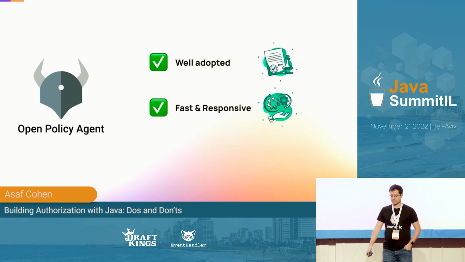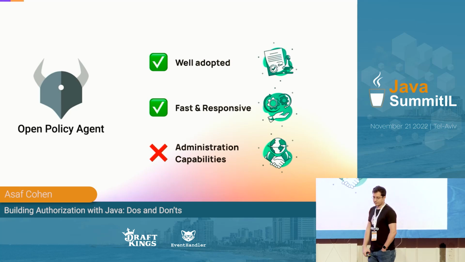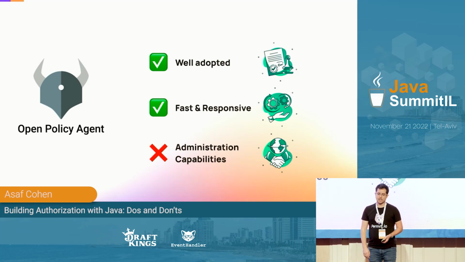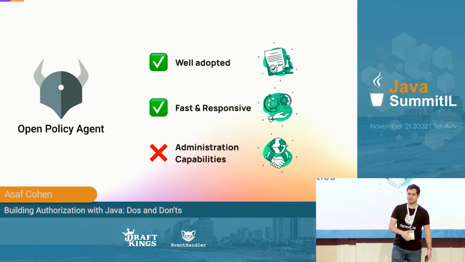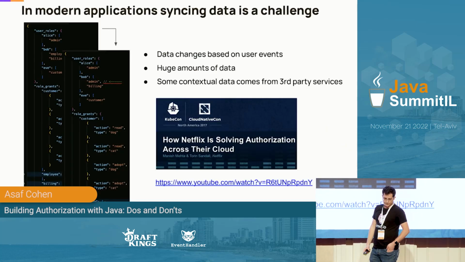It's responding very quickly. And the problem with OPA is that it doesn't have any administration capabilities. So it's an agent. You would typically deploy it as a sidecar to all of your services, but there's not one single control plane solution that can manage a fleet of OPAs. If you're a large organization, that can be an issue.